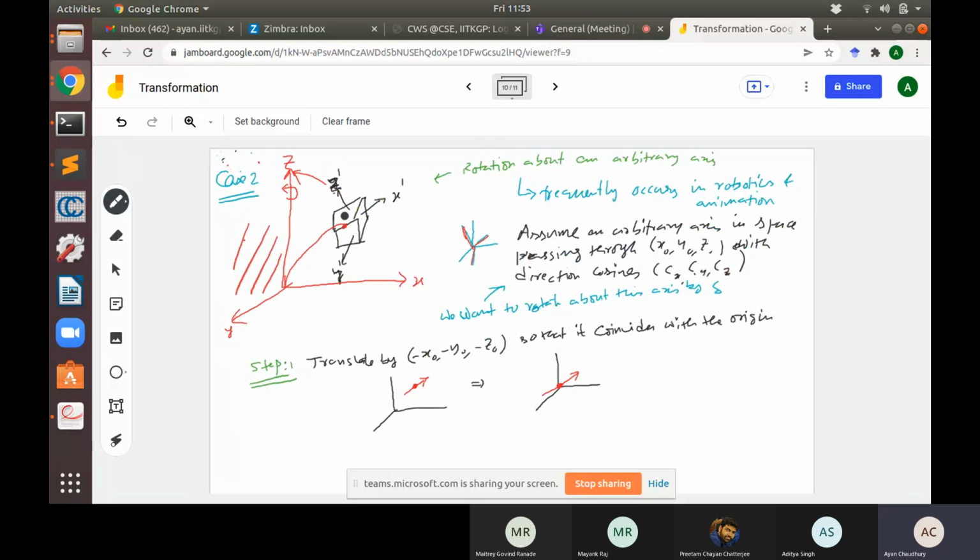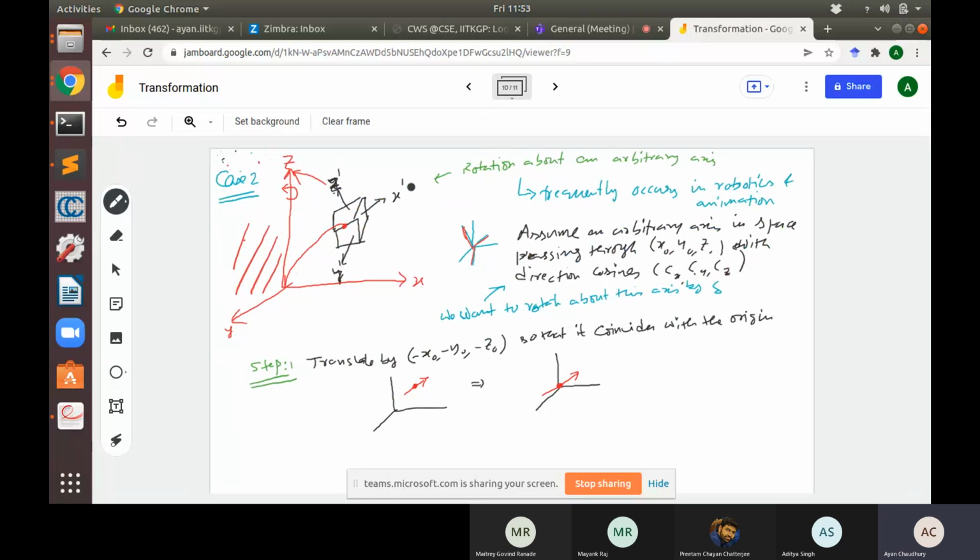We don't know where in space, and there is one global coordinate system, and we want to rotate the object around one of its local axes. So let's say in our case, we want to rotate around this z prime axis by some angle delta.